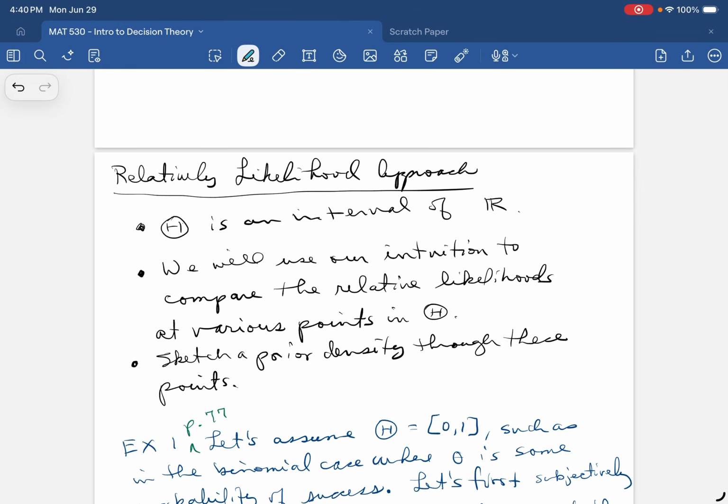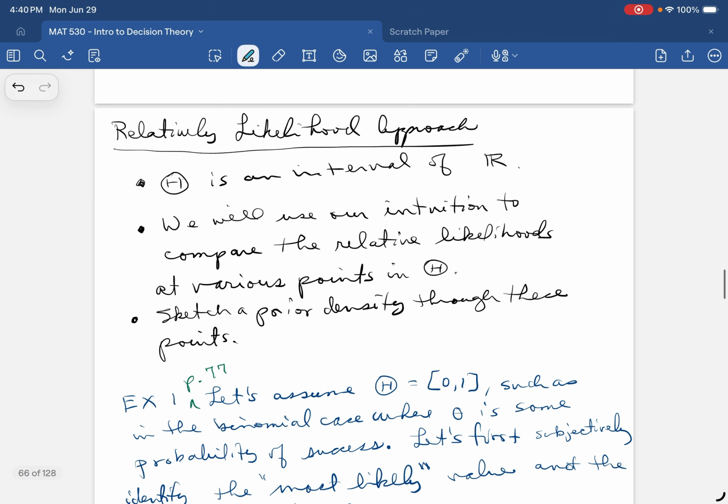In this video, we're going to continue looking at subjective probability, and in particular how we can use it to construct a prior density for our theta, which we treat as random. Here we're focusing on the continuous case, because in the previous video we pretty well covered the discrete case. So we're going to assume that our parameter space is an interval of the real numbers. And we're going to use our intuition and compare relative likelihoods at various points, and then use that to sketch a density.